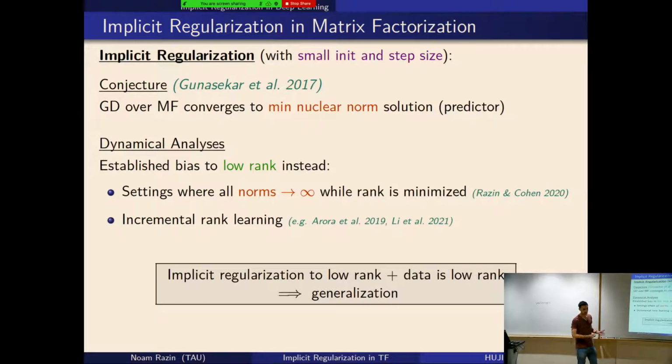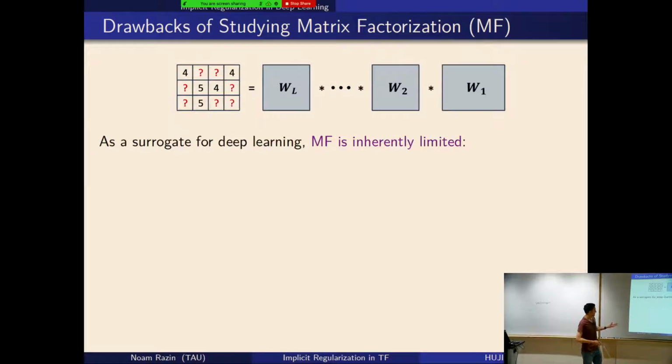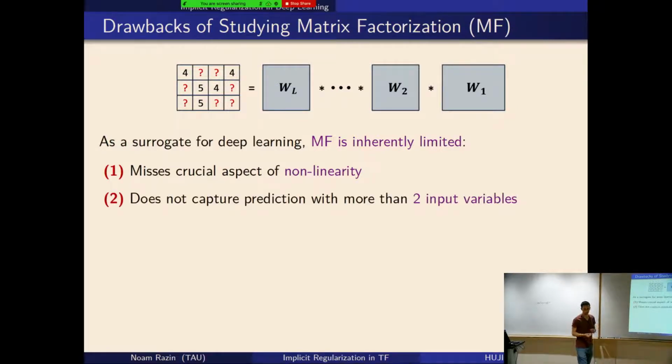The hope is that we can get such a full understanding, or relatively full understanding, in more advanced settings, closer to practical neural networks. And indeed, even though matrix factorization is interesting on its own behalf, as a surrogate for deep learning it is rather limited. First and foremost, it's because it corresponds to linear networks. So it misses out the crucial aspect of nonlinearity, which is pretty much the cornerstone of modern neural networks. The second thing is that if you recall the correspondence between matrix completion and a prediction problem, then it only captures a prediction problem with two input variables. And we would like to go beyond that as well.